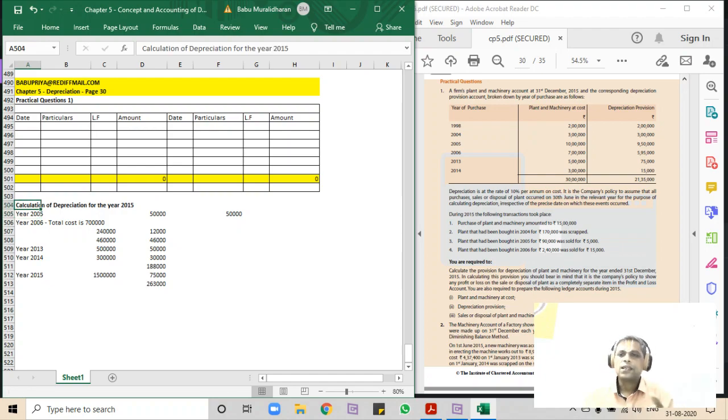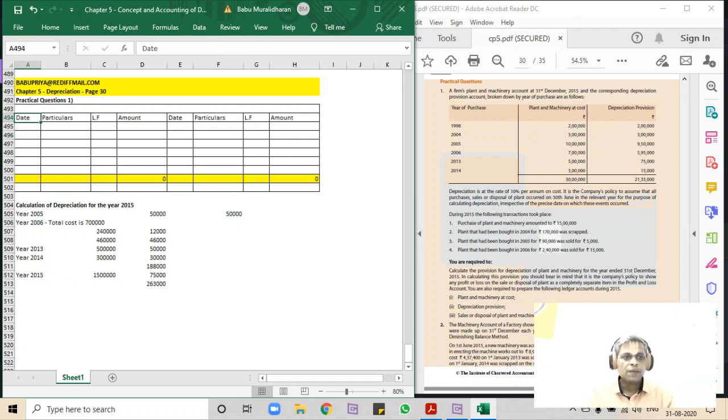The depreciation, I repeat, for 2005 is 50 percentage because the plant has been disposed. So there is 50,000 taken. For 2006, it is 2 purchases. We have to divide it between 2 because in 2006 the total cost is 7 lakhs. 2,40,000 worth of asset is disposed, so depreciation for that is calculated for half year, 12,000. The balance depreciation is calculated at 10 percentage for the whole year. In 2013 and 14, 10 percentage has been calculated on the cost of asset. Then in 2015, 15 lakhs new asset has been purchased, for which depreciation is calculated at the rate of 10 percentage for half the year. So the total depreciation is 2,63,000.